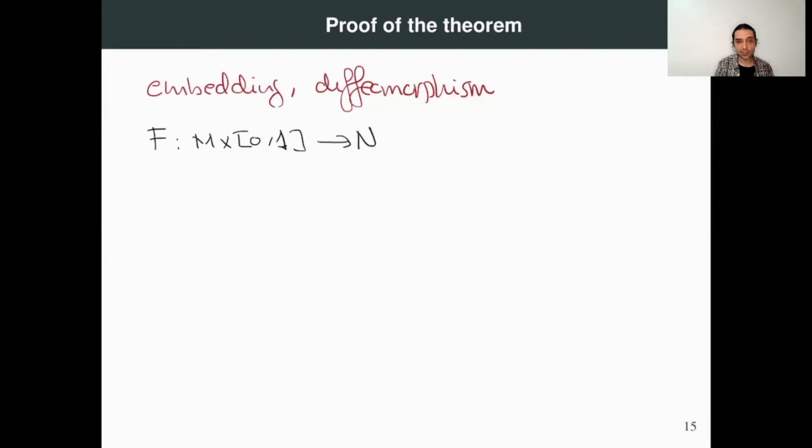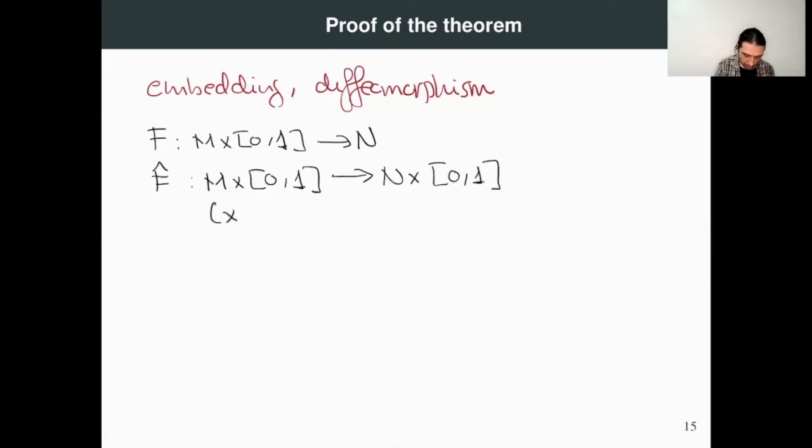And we can associate to this map, capital F, another map, which is going to be hat capital F, which is going to be defined in M times the closed interval [0, 1], and whose target space is going to be N times the closed interval. And that sends (x,t) to capital F applied to (x,t), t. This map is obviously differentiable. Okay, what we want now is considering the differential of this new map at a point of the form (x,0).